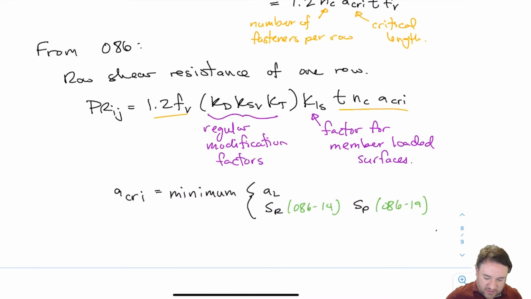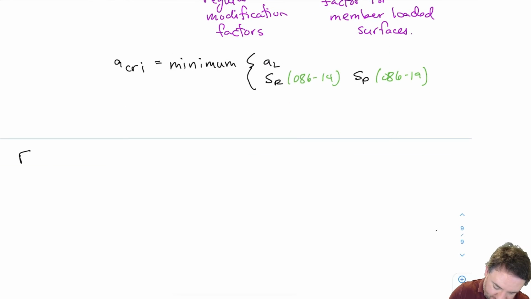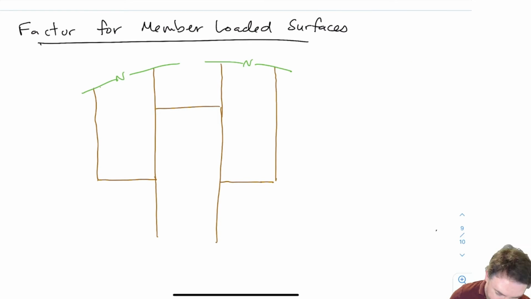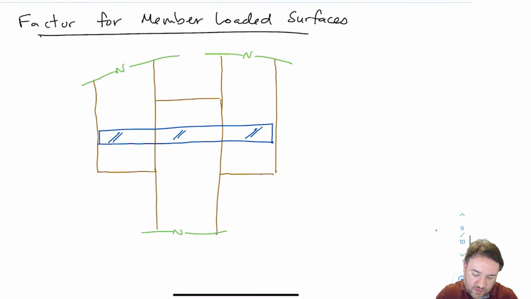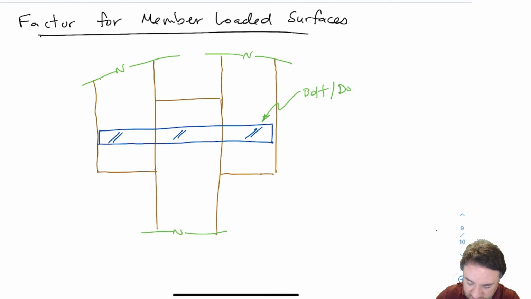Okay, so what about this factor for member-loaded surfaces, KLS? What is that? Okay, so here is a 3-member connection. This applies to 2-member connections as well, but it's only different for 3-member connections. So here's a 3-member connection with a bolt or a dowel. I've kind of drawn it as a dowel. Remember, a dowel is just a friction fit pin, basically, that acts the same way as a bolt, except it doesn't have a head and a nut.